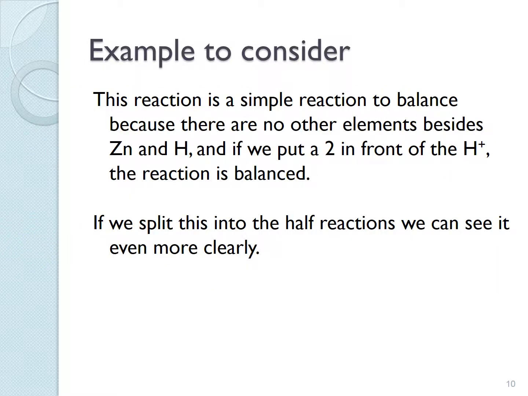So this reaction is simple to balance because there are no other elements besides zinc and hydrogen. So let's split the half reactions so we can see it more clearly. Zinc goes to zinc 2 plus, and this is oxidation. To balance this we need to have 2 electrons. Zinc has lost 2 electrons, so we put 2 electrons on the right-hand side of the equation.